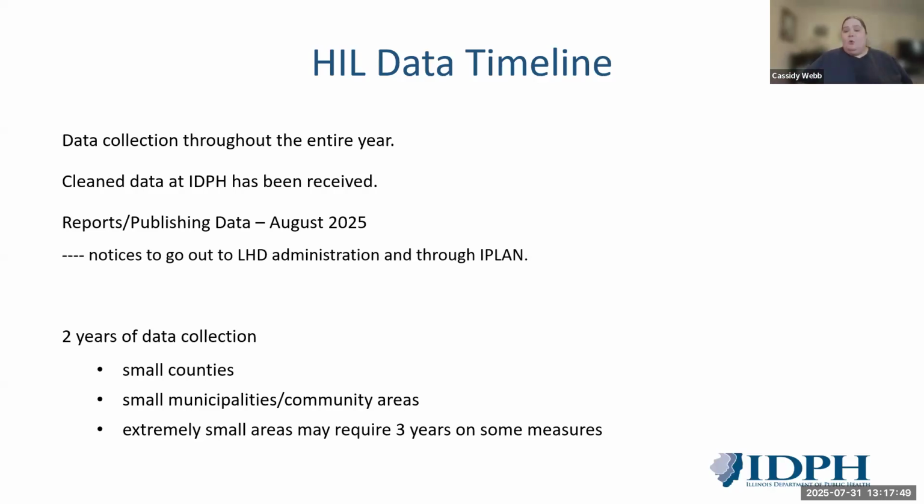Areas that this will better support are small counties, small municipalities, or community areas in Chicago and Suburban Cook, as well as zip codes that we want to see. Data will come back the summer following the data collection year. And the first year, we may not report all measures at all levels of geography, once again, because of those standards. The second year of data collection will be when we anticipate meeting reporting goals.